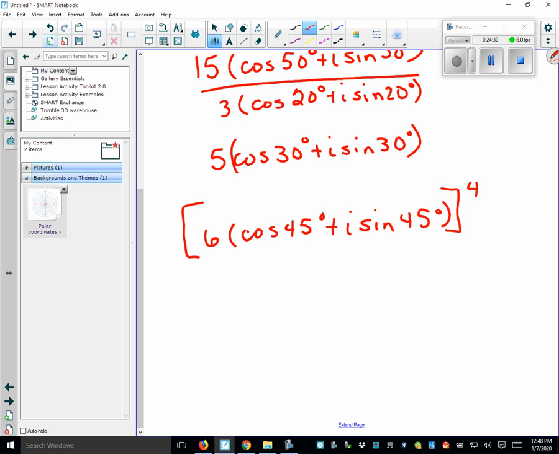Now, how do you find the power? This is De Moivre's theorem. Okay, so we do the front part again. So 6 to the 4th is 1296.